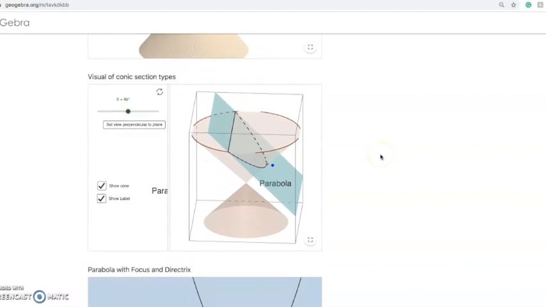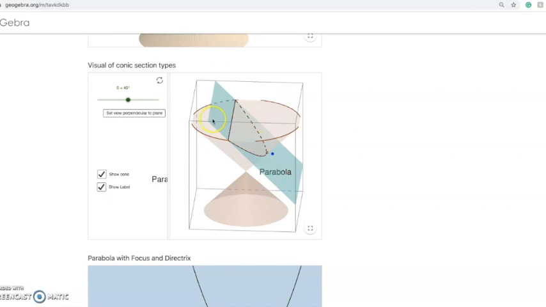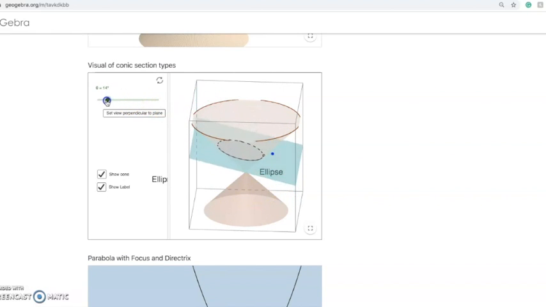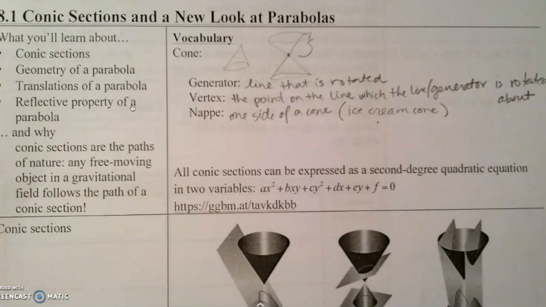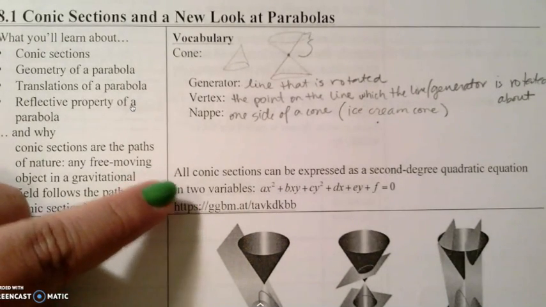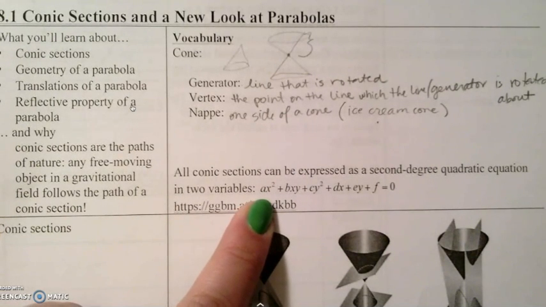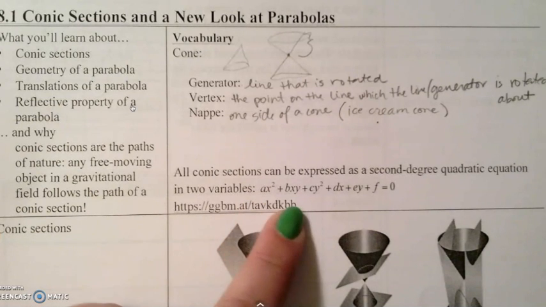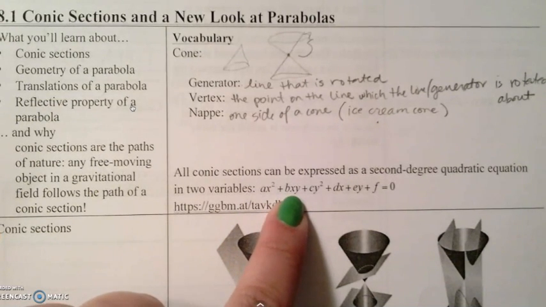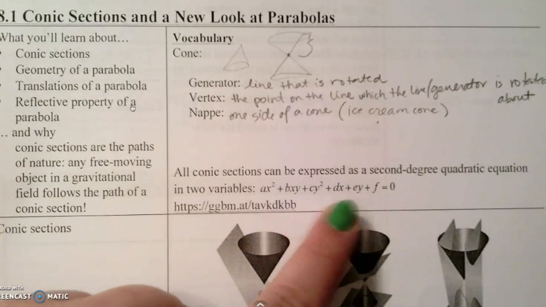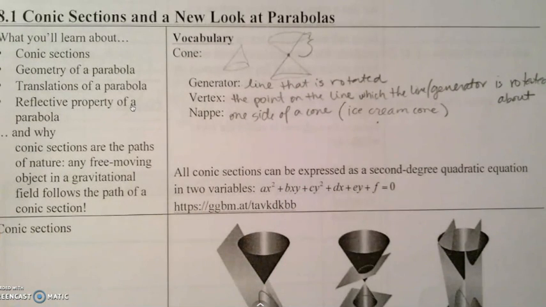And so what we can do is we can look at that conic shape, and we can have a plane that kind of cuts through the cone. And as it cuts through the cone, it creates these different shapes that are called conic sections. And so if we look back at the notes packet, all conic sections can be expressed as a second-degree equation in two variables. What that means is that we've got an ax squared, but we also have a bxy, that's degree 2 with two variables, cy squared, dx, ey, and then f, a constant.